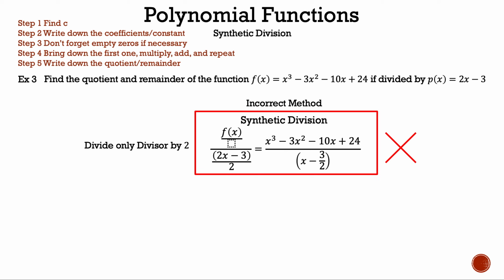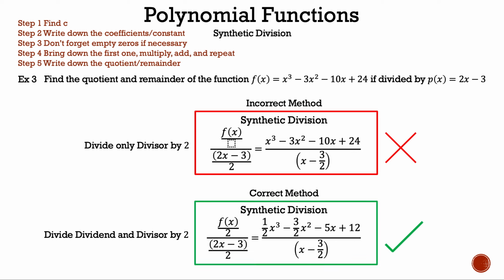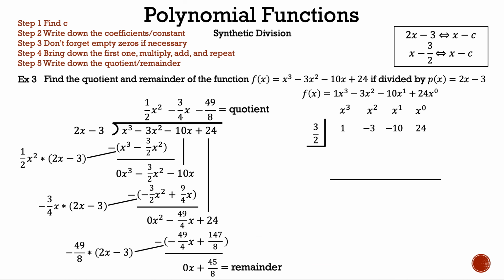Let's talk about where the mistake happened. When we divided the 2x and the negative 3 by 2, we only divided the denominator, or the divisor, by 2. So we need to divide the numerator, or the dividend, by 2 as well, to keep the fraction the same. So let's go back and redo our synthetic division.